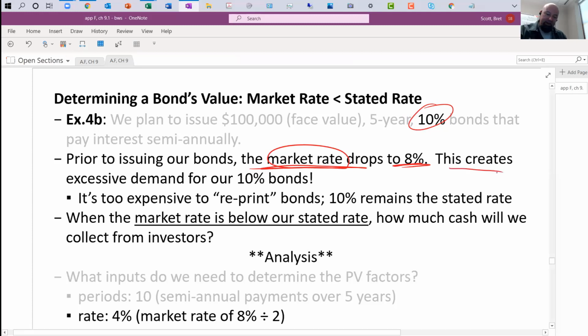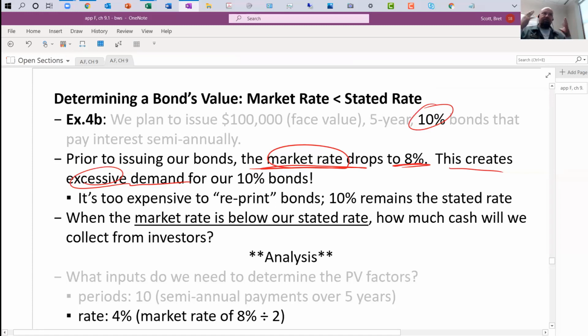So this creates excessive demand for our bonds. They love 8%. I'll totally take 8%, but 10%? Oh my God, I love it. So what we'll have is usually a bidding war. We'll say, well, you like these bonds, you're going to have to pay a little bit more, right? Think about this from a marketing perspective. I got something that people desperately, really, really want. Charge them a little bit more, right?